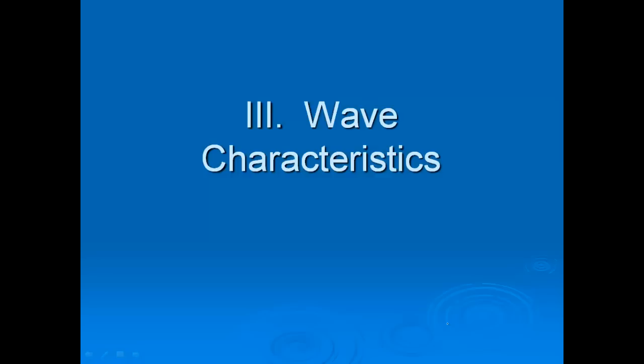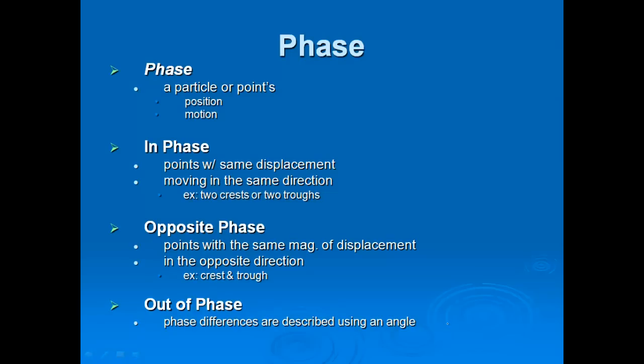It's wave characteristics. We are going to talk about things in phase. It's the particle or point's position and motion. If we're talking about them in phase, the points have the same displacement moving in the same direction, so two crests or two troughs. If they're opposite phase, they're points with the same magnitude of displacement but in opposite directions, so a crest and a trough. If they're out of phase, then these phase differences are described using an angle, and so you'll see them shifted one way or another.